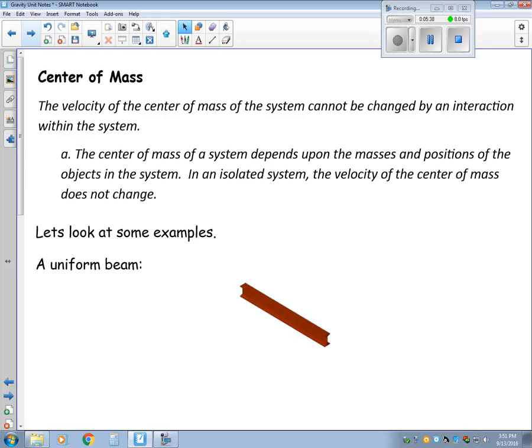So the center of mass of a system depends on the masses and the positions of the objects within the system. So if we have an isolated system, the velocity of the center of mass will not change. So before we look at some specific examples, center of mass really is the place where we could consider all of the mass of an object to be. So I'll use Cm for center of mass.